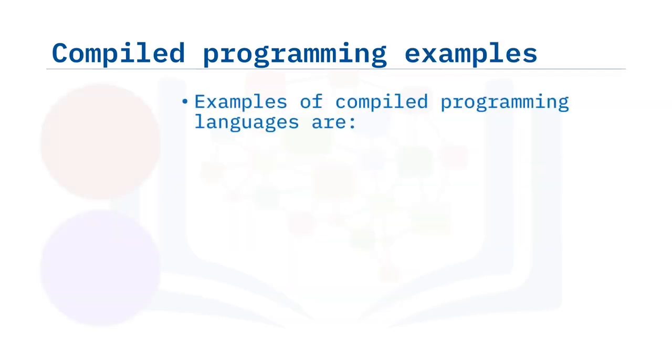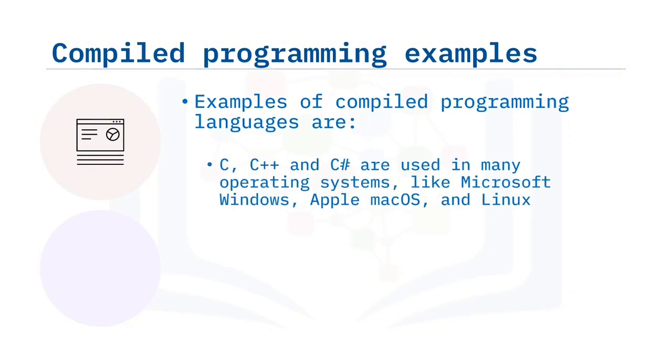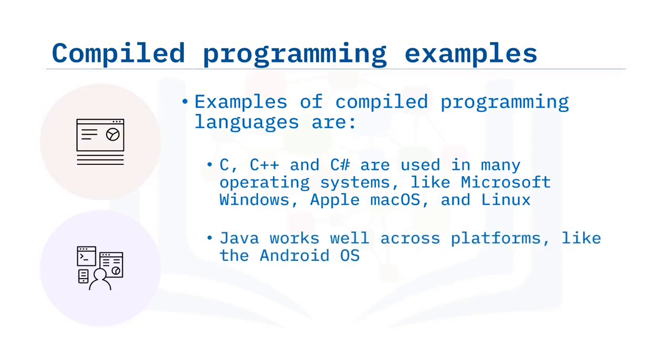Some examples of compiled programming languages are C and its variations, C++ and C#, which are used in many operating systems like Microsoft Windows, Apple's Mac OS, and the open-source operating system, Linux. Java is another compiled programming language. It shouldn't be confused with the interpreted language JavaScript. The Android OS is written in Java because it works well across computing platforms.